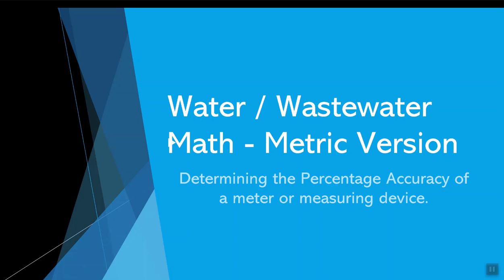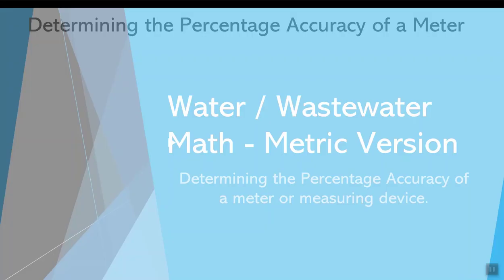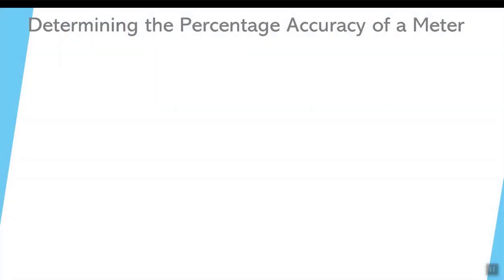Today's video is going to explain how to find the accuracy of a meter. This would then be useful later in calibrating a meter. What we're going to look at today is trying to figure out how close a meter is reading in comparison to the actual numbers that are going by.